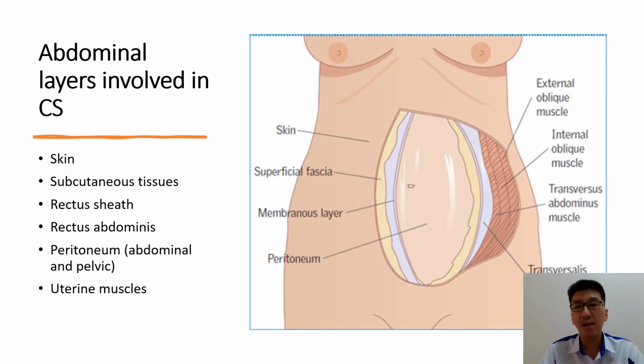This diagram shows the various abdominal layers involved during the Caesarean section, which involve the skin, followed by the subcutaneous tissues, the rectus sheath, the rectus abdominis muscle, the peritoneum, and lastly entering the uterine muscles so that the baby can be removed and delivered.